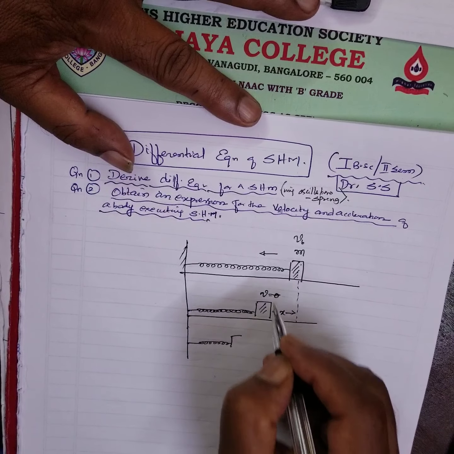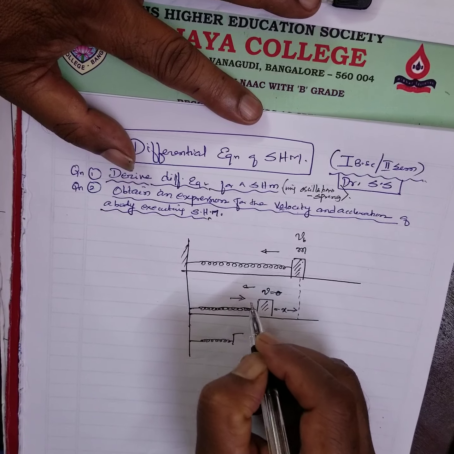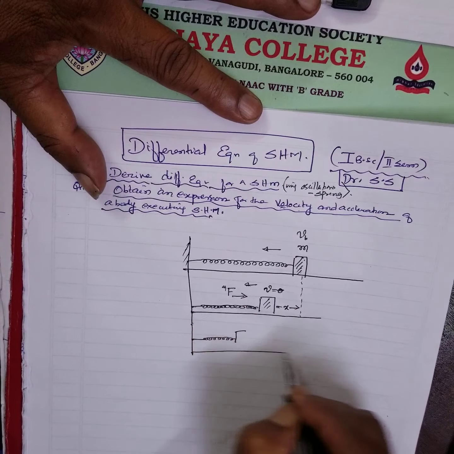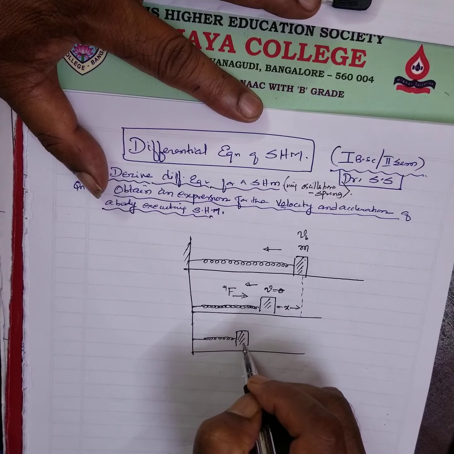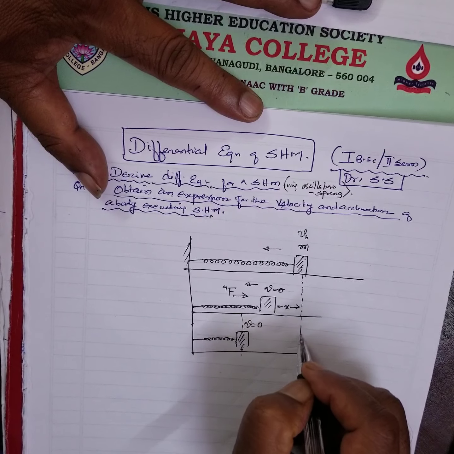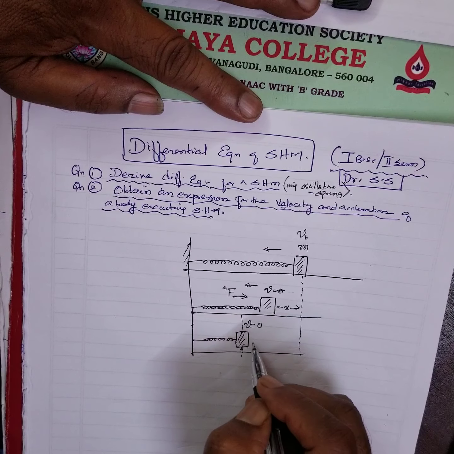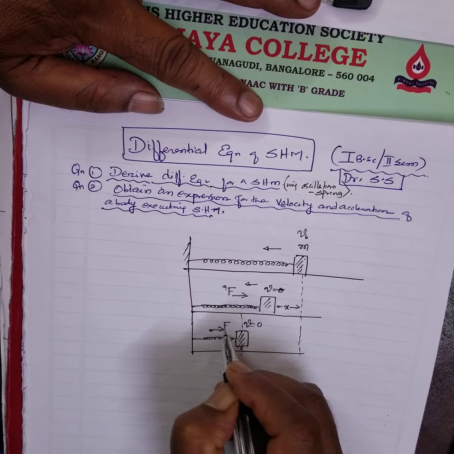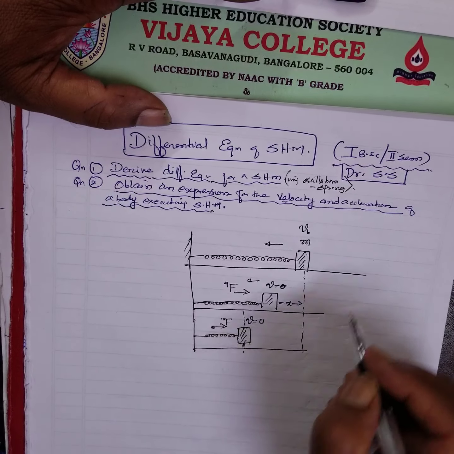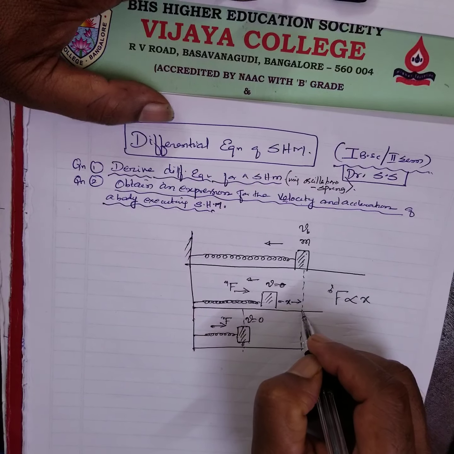The velocity gradually decreases because the spring is compressed. At the same time, an opposing force is acting in this direction. Now, when it reaches the completely compressed position, the velocity becomes 0, and there is a maximum force. This is called the restoring force. The more the displacement, the more the force. You can say the restoring force is directly proportional to displacement.